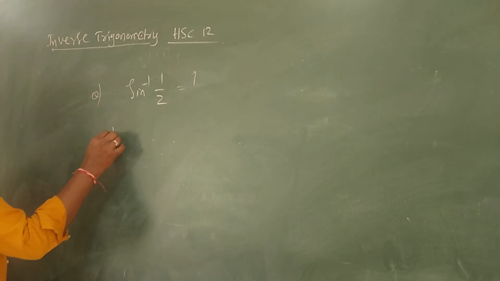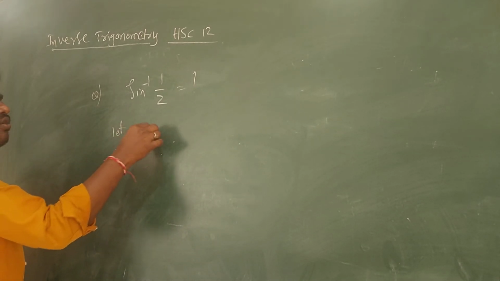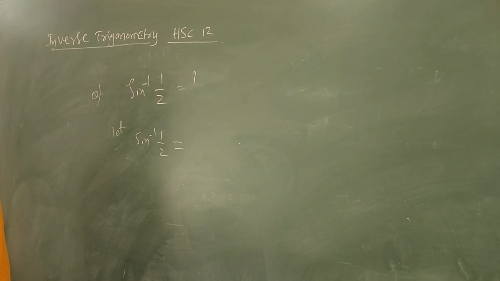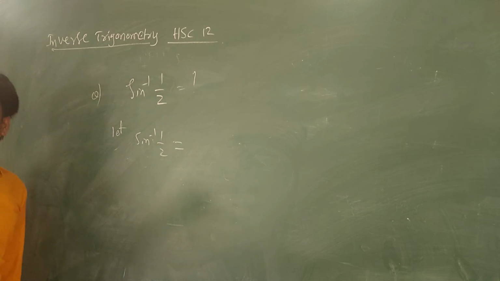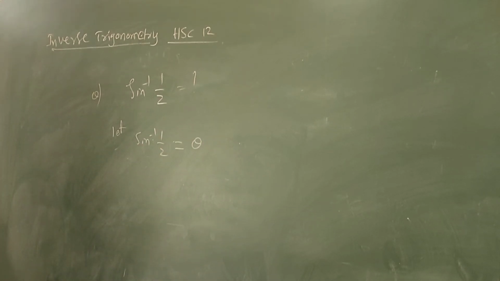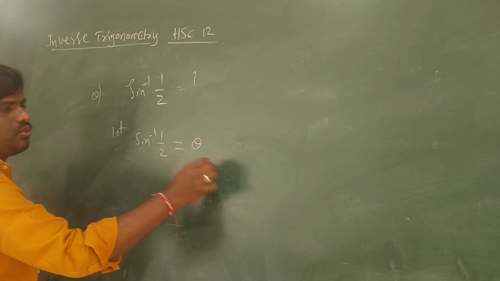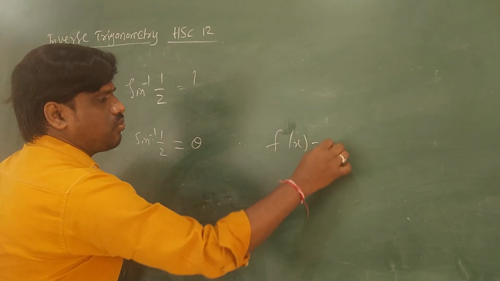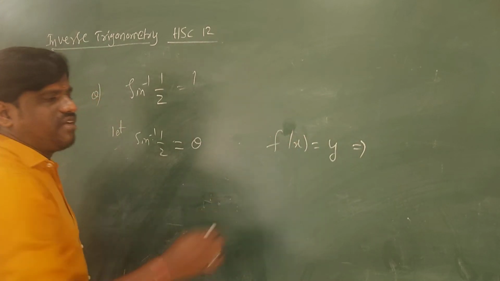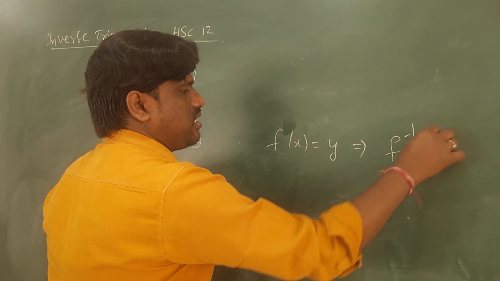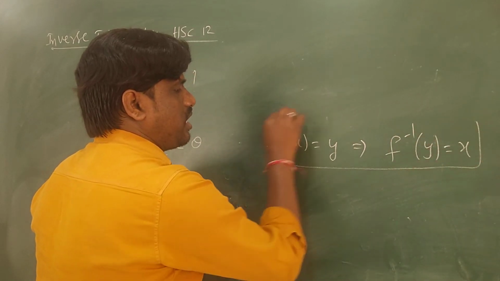Let us take sine inverse 1 by 2, which indicates an angle. Inverse trigonometry functions are all angles. So sine inverse 1 by 2 is an angle, let us take it as theta. Then, if I shift it, you know that if f of x is equal to y, this implies f inverse y is equal to x. This is the inverse rule.